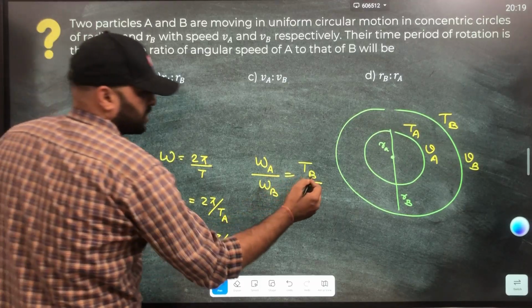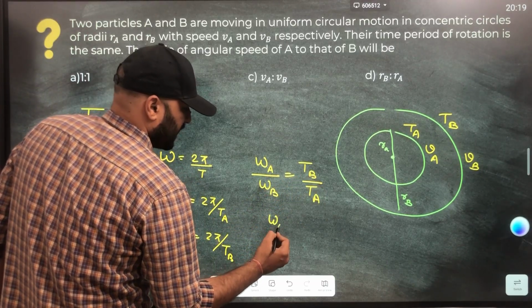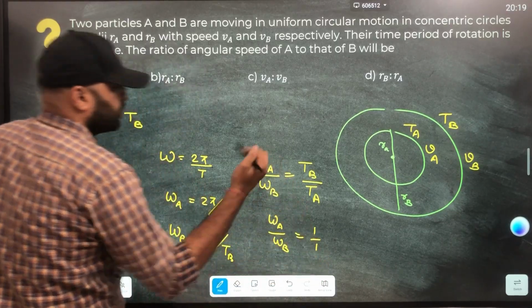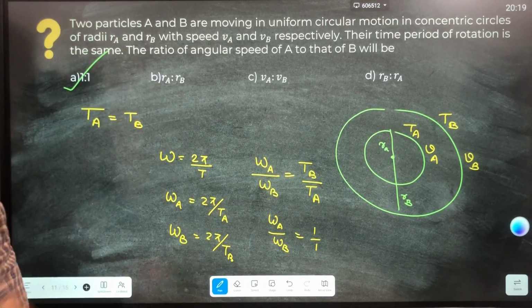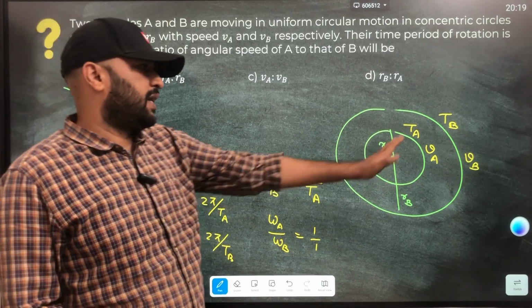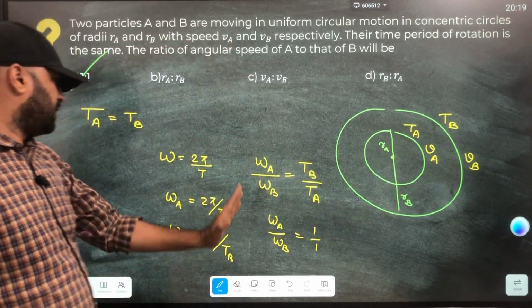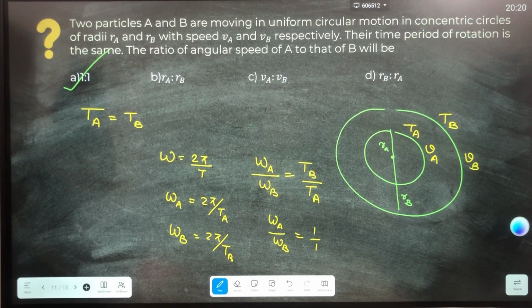They are equal, so this cancels out and you are left with omega A by omega B, that is 1 by 1 or 1:1, which is 1. Option A is correct. Clear? So the ratio does not depend on VA and VB or RA and RB. It depends directly on the time periods. Clear? Let's see the next question.